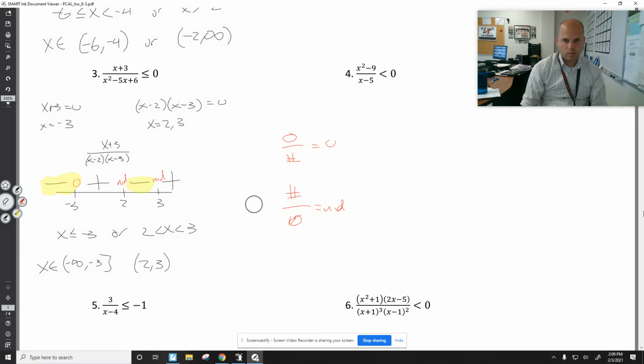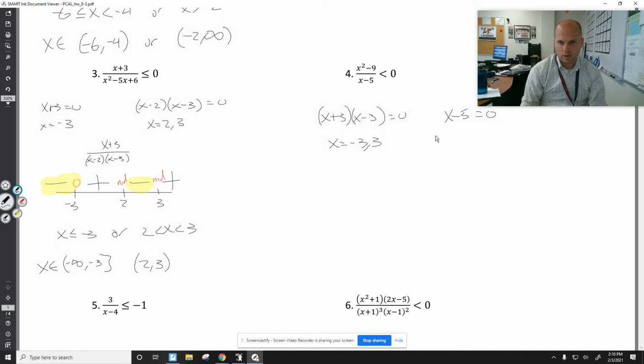All right, let's look at number 4. Numerator: x plus 3, x minus 3 is the factored numerator. It's a difference of squares. Denominator: x minus 5. So I get -3, positive 3, positive 5. These are zeros. This is undefined. Throw those down: -3, 3, 5.